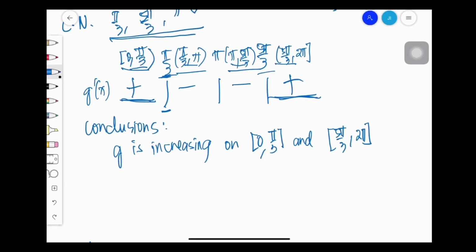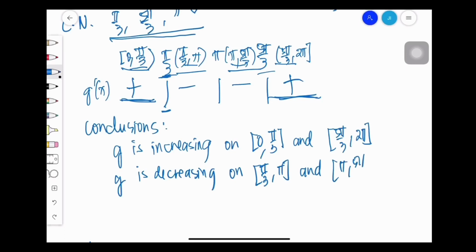Same goes with the next set of conclusions. g is decreasing whenever the derivative is negative over those intervals, which happens on pi over 3 to pi and pi to 5 pi over 3. Okay.